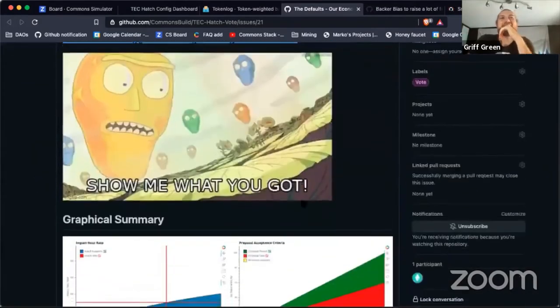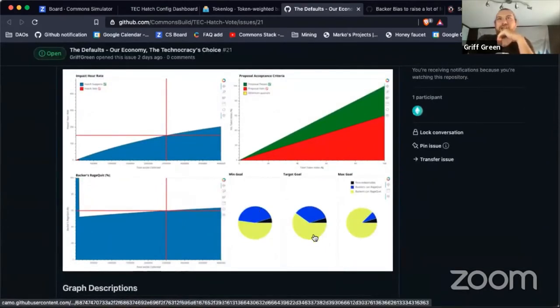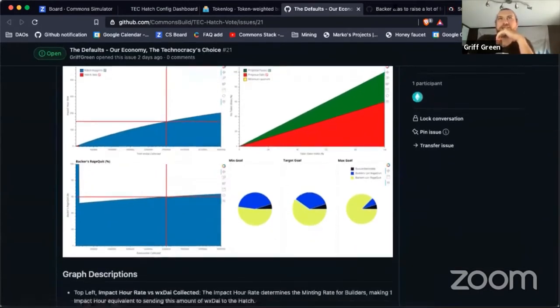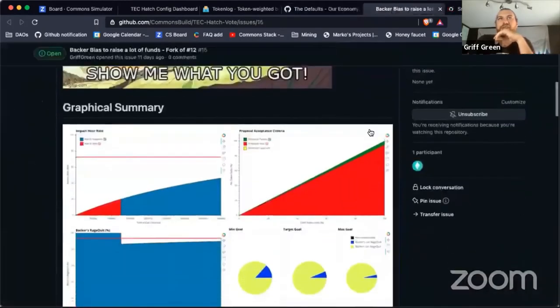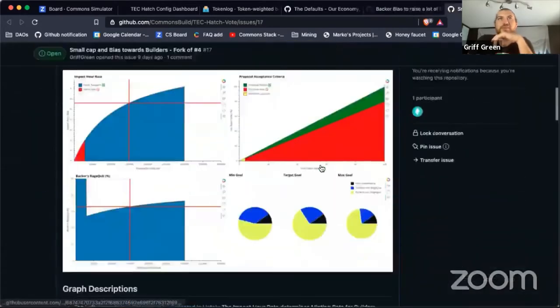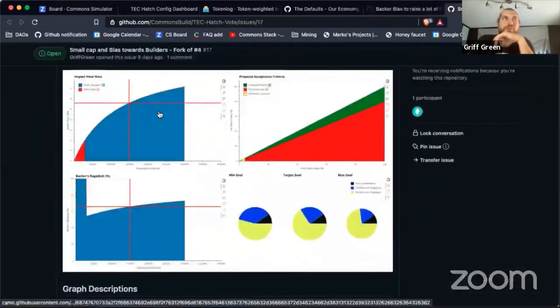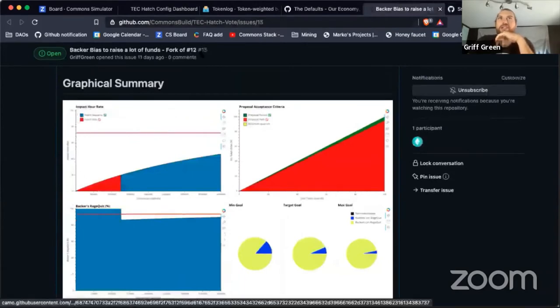So here you can see what the charts look like, and it's cool to be able to flip back and forth and compare them. vTor right now is working on something that will make it easier to compare these impact hour charts to each other, because right now the scale is changing.